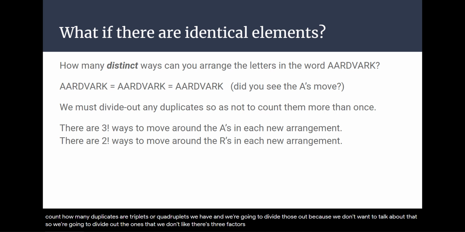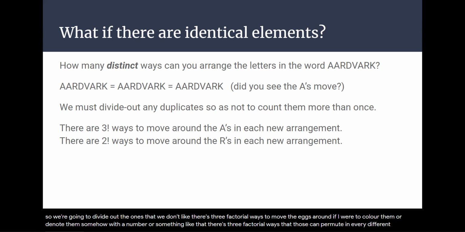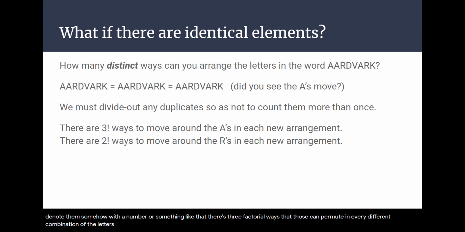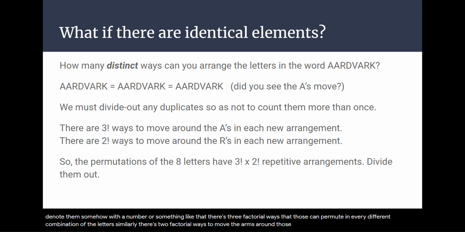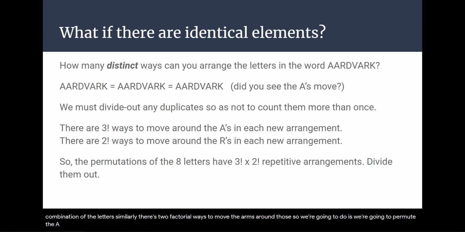So we're going to divide out the ones that we don't like. There's 3 factorial ways to move the A's around. If I were to color them or denote them somehow with a number or something like that, there's 3 factorial ways that those can permute in every different combination of the letters. Similarly, there's 2 factorial ways to move the R's around. And so I don't want those. So what we're going to do is we're going to permute the 8 letters, and we're going to divide out the 3 factorial and the 2 factorial.